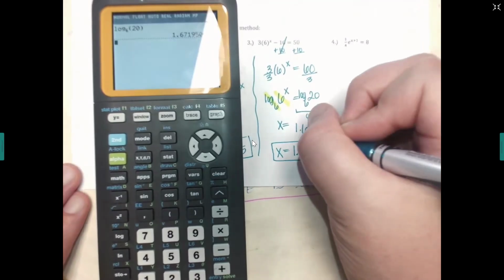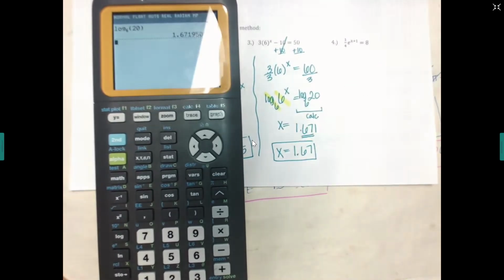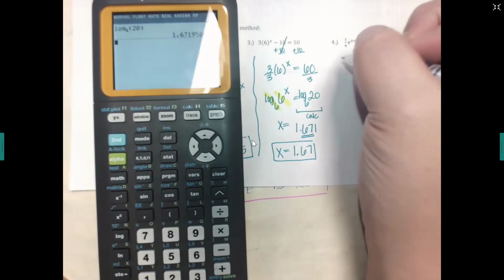So the 67, if it's followed by a 1, would stay a 0.67. Versus, remember, if that third digit is 5 or up, you would bump it up to a 68.